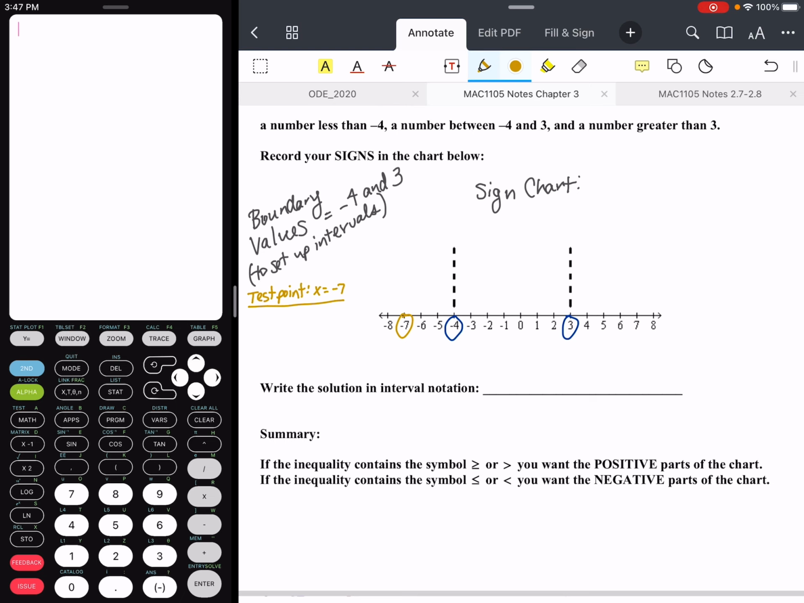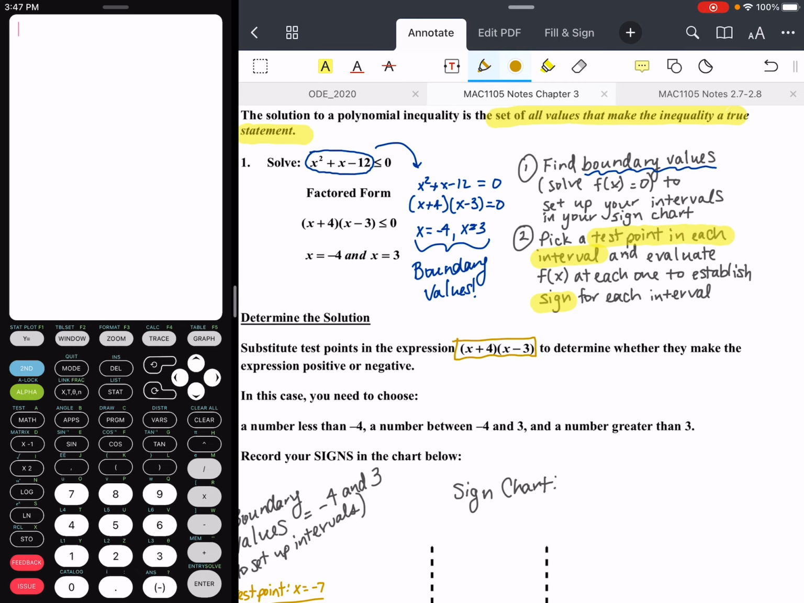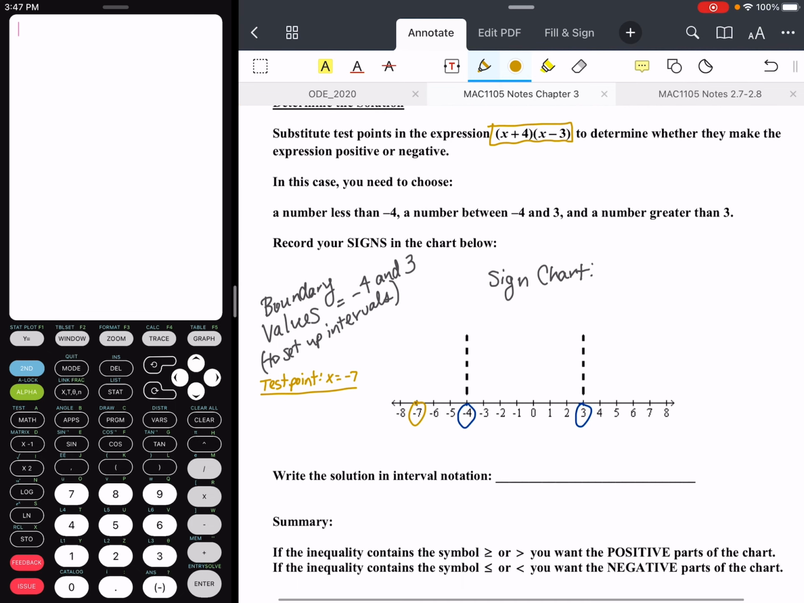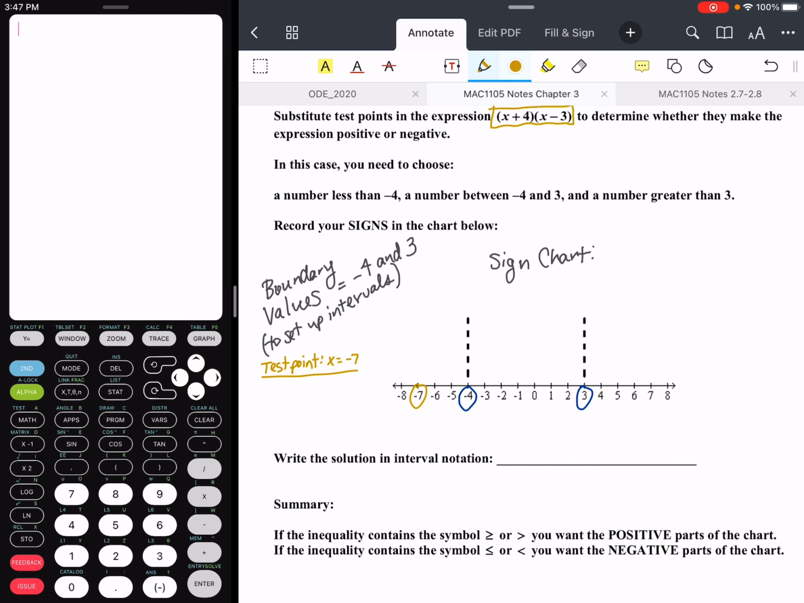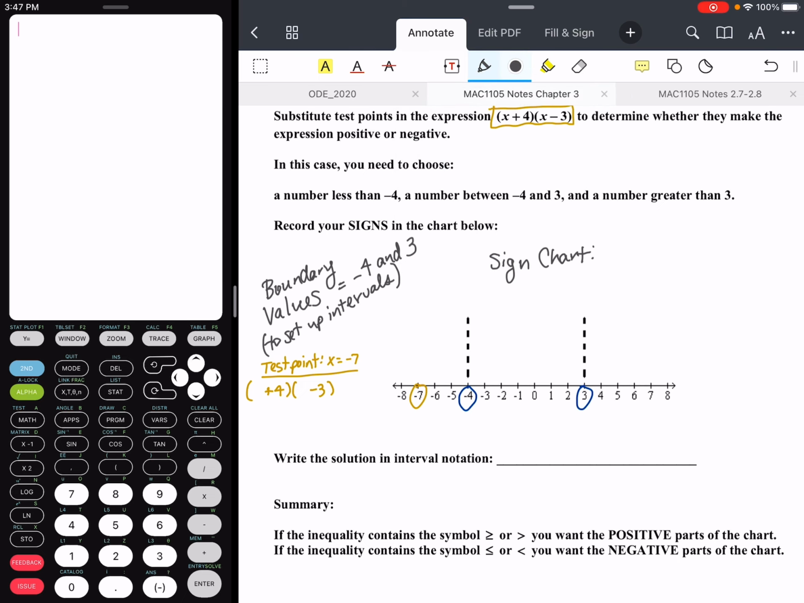All right, so remember when we factored our expression over on the left, we factored it as x plus 4 times x minus 3. We could use the original function x squared plus x minus 12, but I usually find that it's easier to work with the factored form. So I'm going to work with the factors, x plus 4 times x minus 3, and I'm going to replace x with my test point: negative 7 plus 4 and negative 7 minus 3.